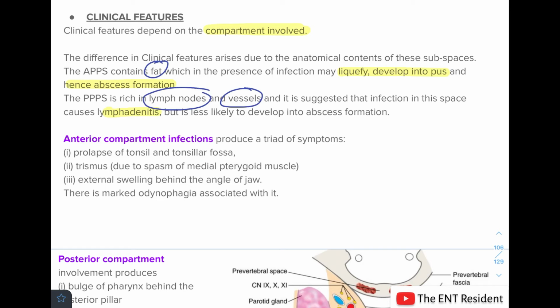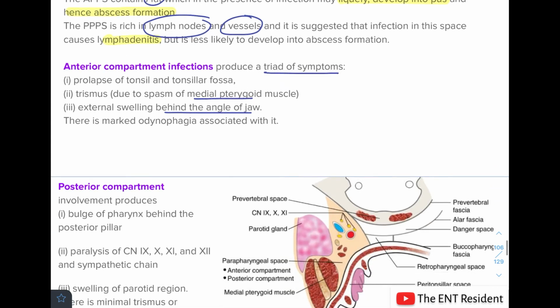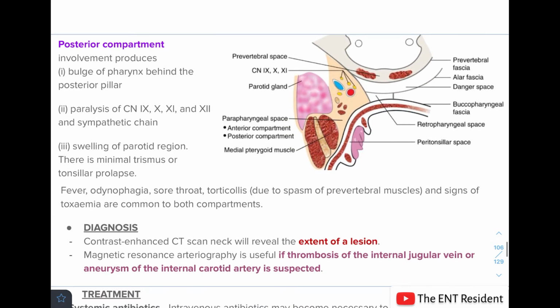Now, anterior compartment infections will give you a triad of symptoms which includes prolapse of the tonsil and the tonsillar fossa, trismus due to spasm of the medial pterygoid muscle, and an external swelling behind the angle of the jaw. There can also be marked odynophagia associated with it. Posterior compartment involvement will produce a bulge of the pharynx behind the posterior pillar, paralysis of the 9th, 10th, 11th and 12th nerves and also the sympathetic chain, and swelling of the parotid region. There will be very minimal trismus or tonsillar prolapse.